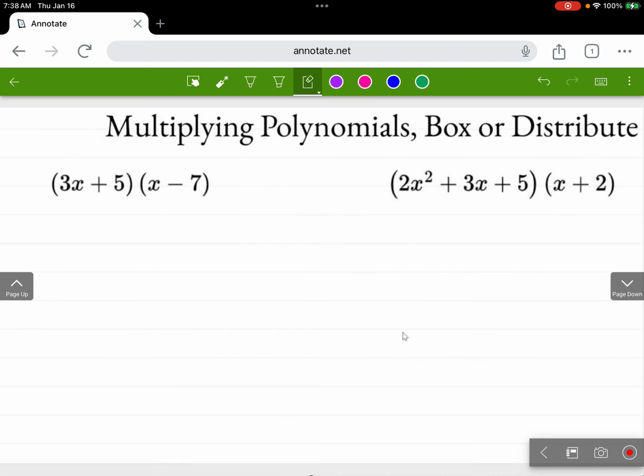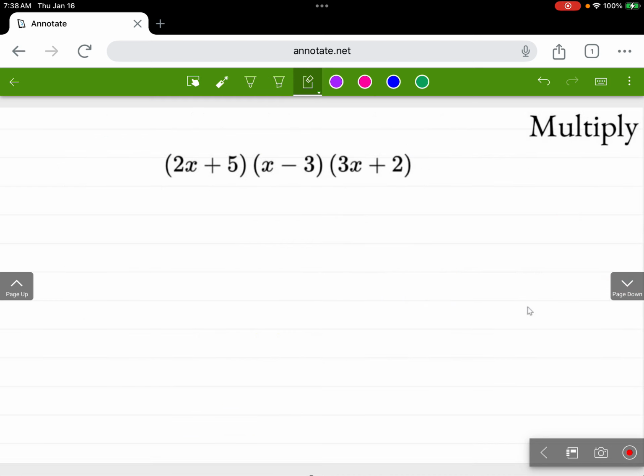There we go. 3 things to multiply. So we're going to put 3 things together here. So I have 2x plus 5 times x minus 3 times 3x plus 2. And what this is going to be is we're going to do 2 rounds of multiplication. We're going to do 2 sets.